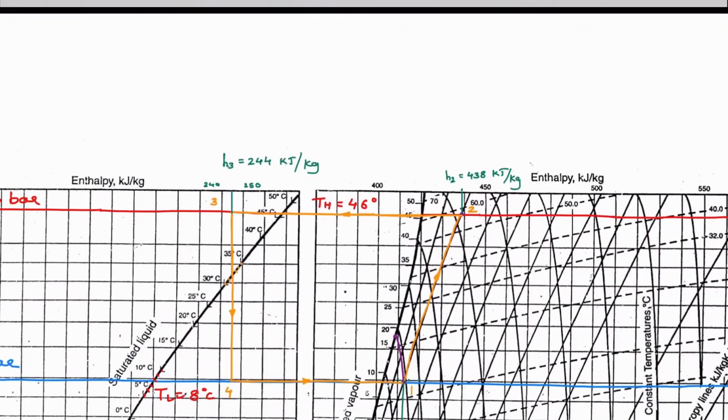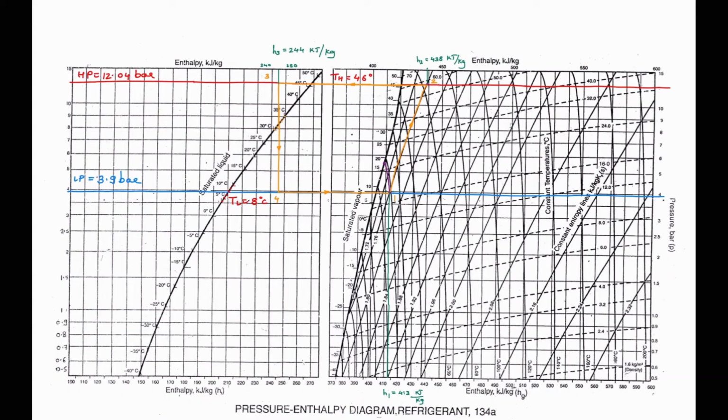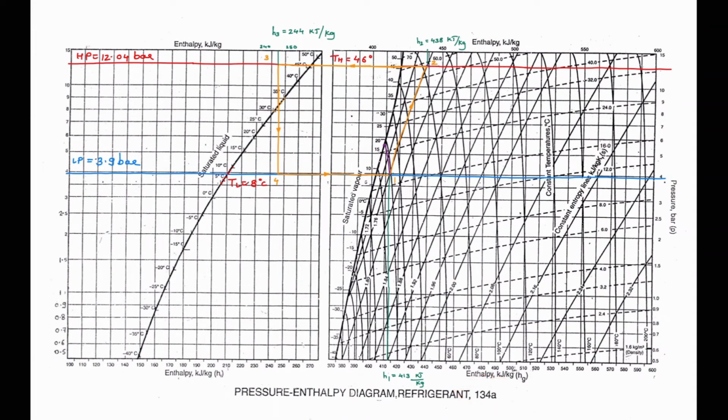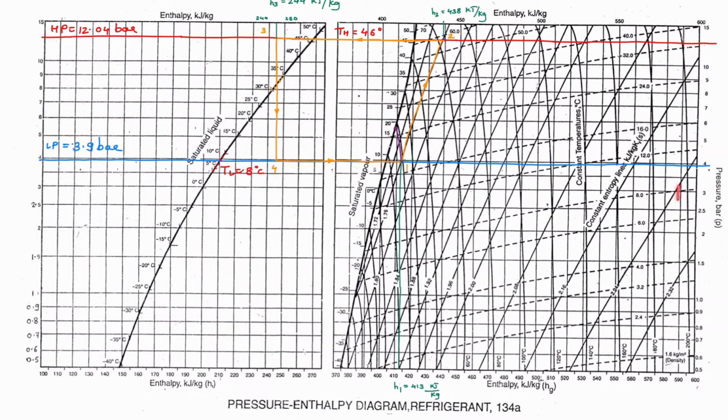Now we will go to the pH diagram. If you observe this pH diagram carefully, it is written over here that it is for R134A refrigerant. Now if you see the y-axis where pressure is written, that pressure unit is in bar.